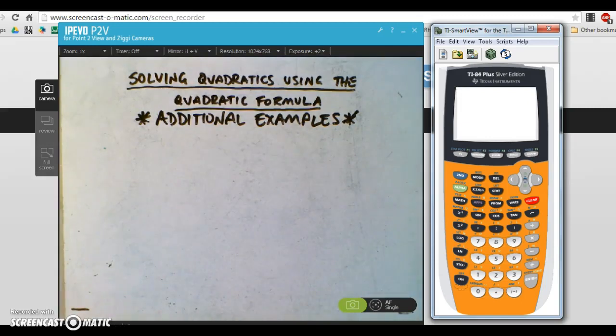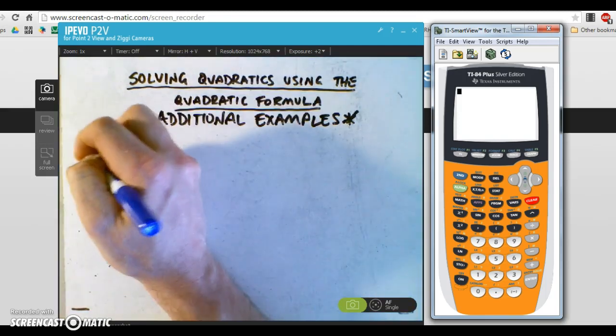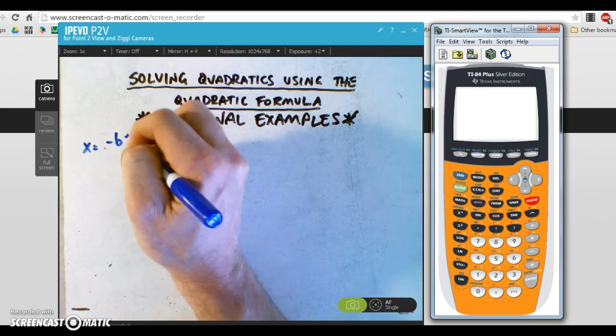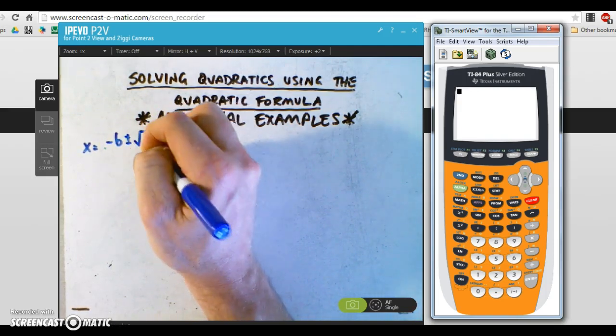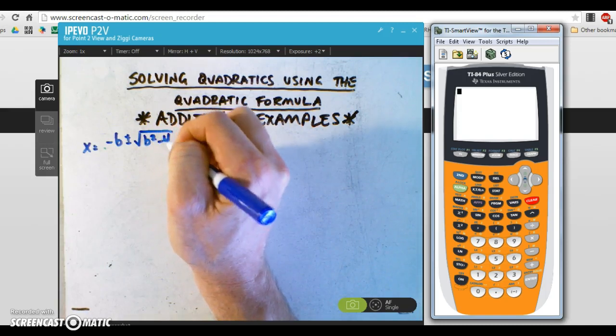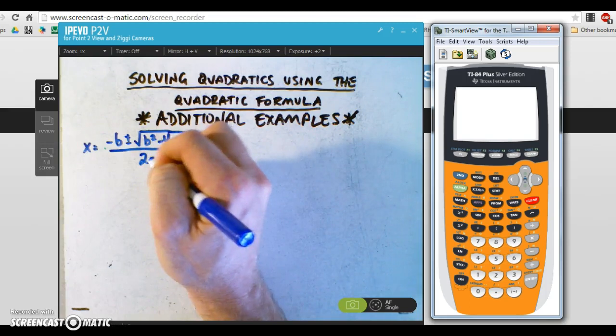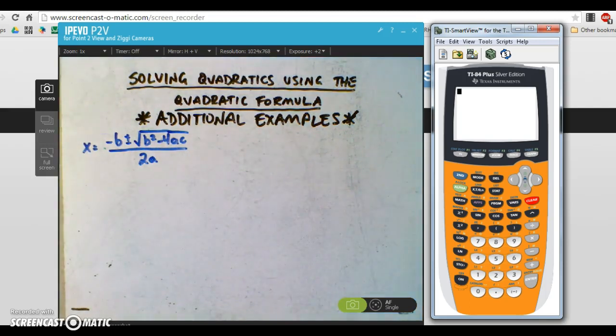Okay, we're here to do just a couple more examples with solving using the quadratic formula. So first, let's write down the quadratic formula. We're going to need to refer back to it. X equals negative b plus or minus the square root of b squared minus 4ac all over 2a. There's our quadratic formula. Okay, and we're going to write that down a couple more times too.